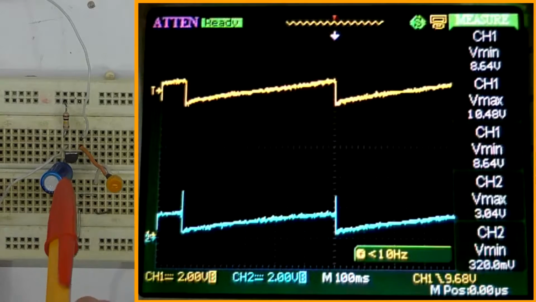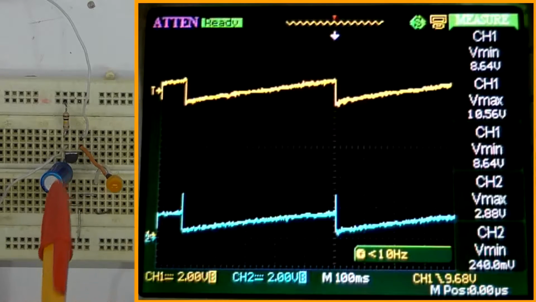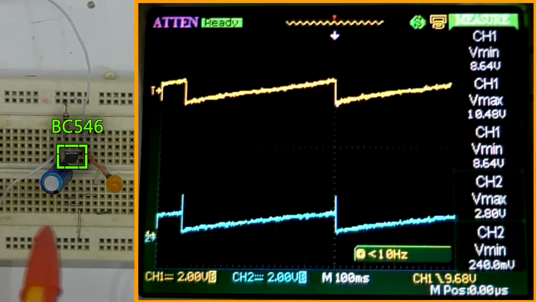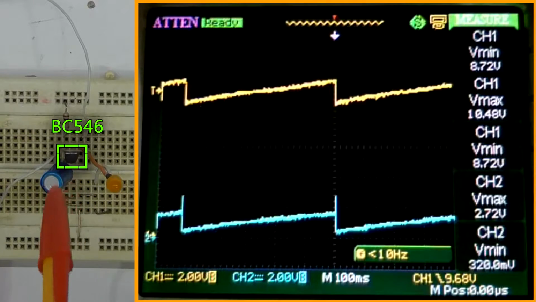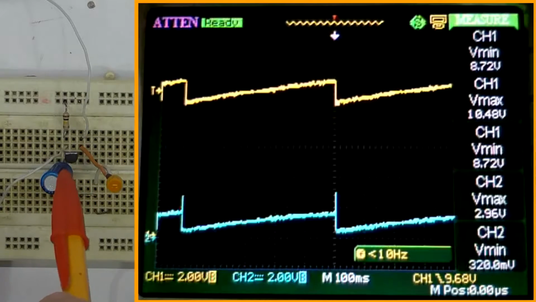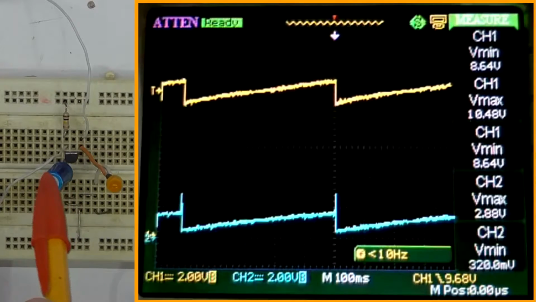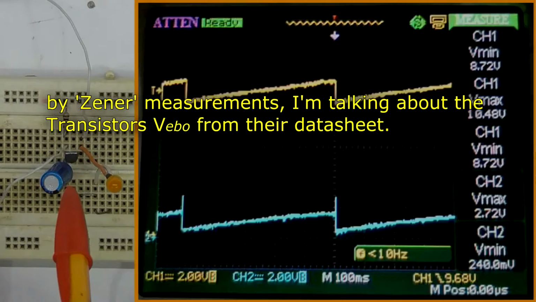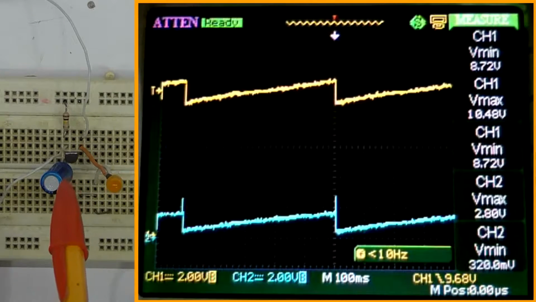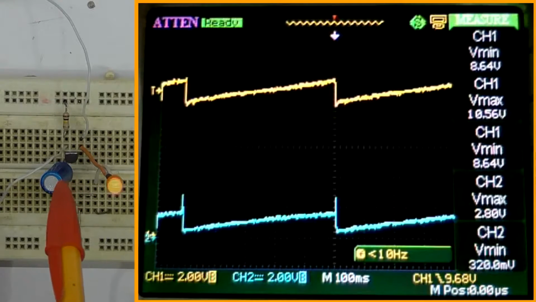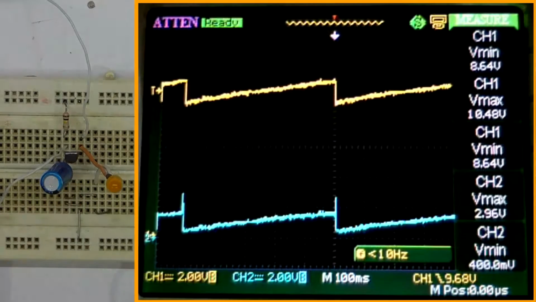Okay, so this is a different transistor. This is a BC546, which I didn't do any Zener measurements on. I think the previous one was a 547, and it had a Zener measurement of 8.10 volts, which you're not going to see in this video. So that's something to look forward to.